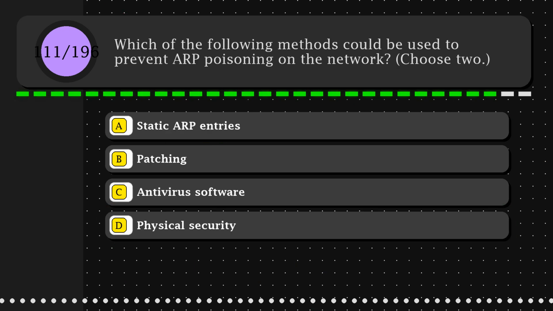Question 111. Which of the following methods could be used to prevent ARP poisoning on the network? Choose 2. Option A, static ARP entries. Option B, patching. Option C, antivirus software. Option D, physical security.